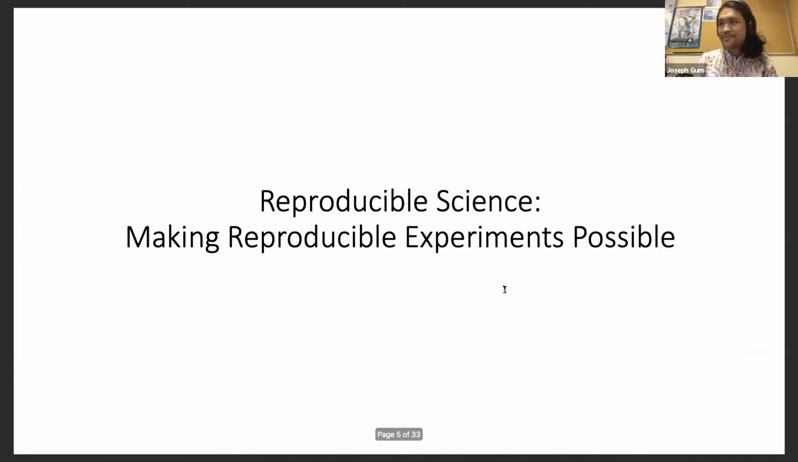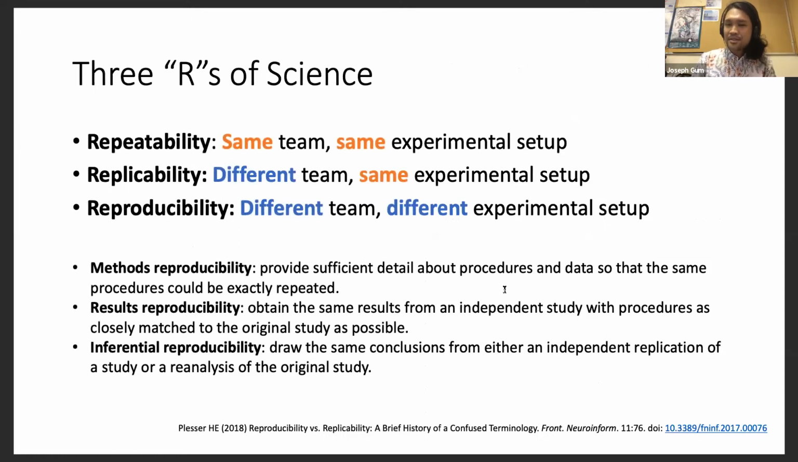Hi, Shell. So reproducible science, making reproducible experiments possible. There are 3 R's in science. Everybody argues about what these words mean, because to the layperson, they all mean the same thing. There are multiple papers that define them one way, and then another paper comes out and says you're completely wrong and defines them in reverse.